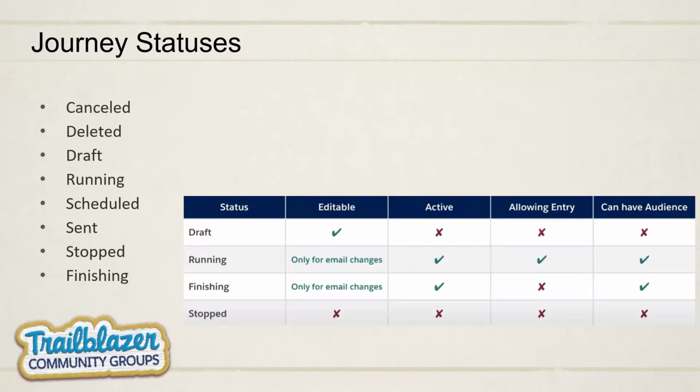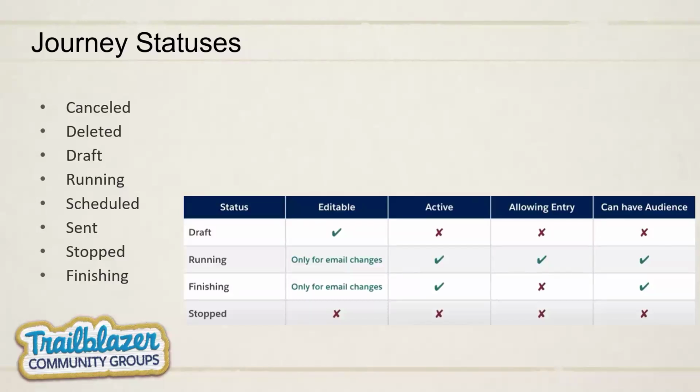Only email changes can be done. And the active ones will be running and finishing. These will be the only ones that will be running. Running will allow entry of new contacts. Finishing will not allow entry of new contacts. It will only complete the contacts within the journey, and then it will be done. Both the running and finishing journeys can have the audiences.